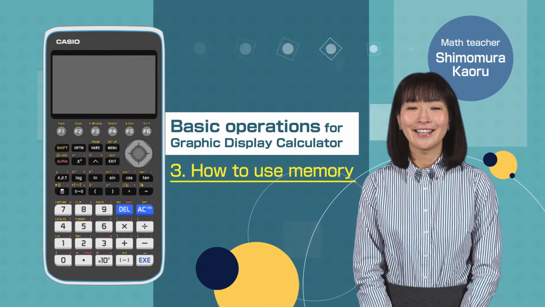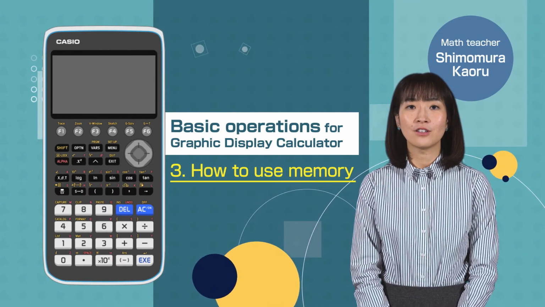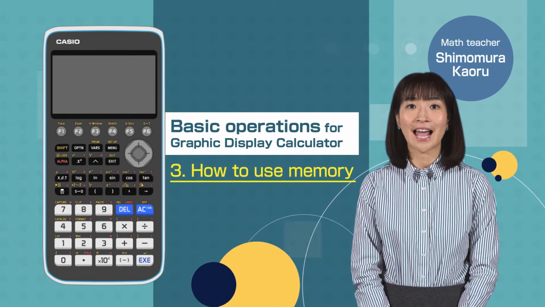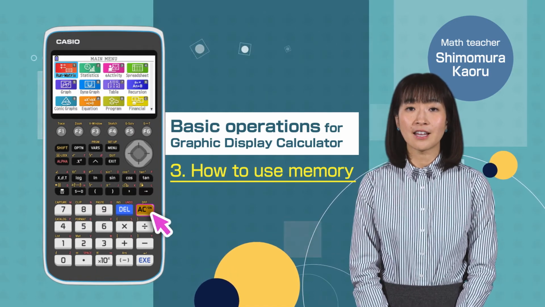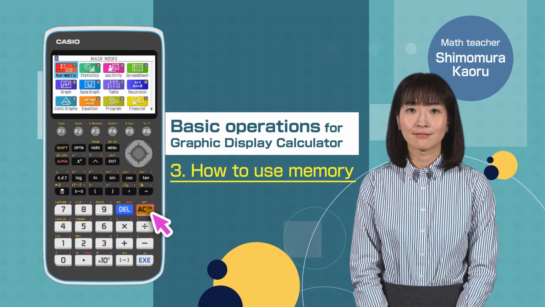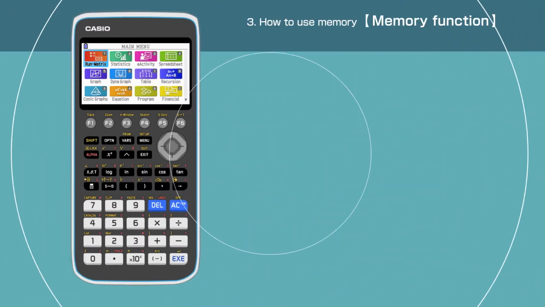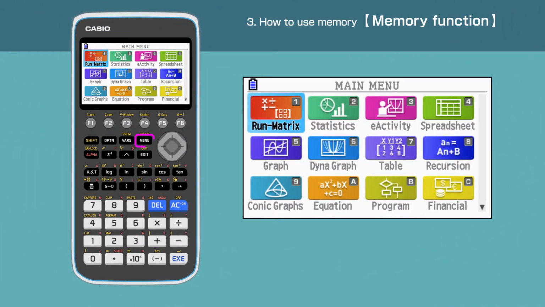Hi everyone! In this video, we are going to show how to use memory with CASIO fx-CG50. Switch on your calculator pressing AC button. Press the menu button to open the main menu. Press 1 to enter the Run Matrix menu, or move the cursor and highlight 1, Run Matrix, then press Execute.